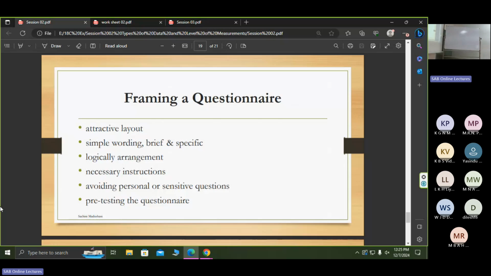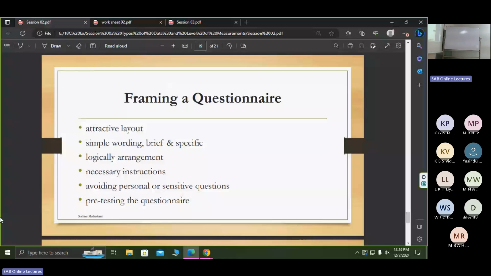How to frame the questionnaire. The first thing is that the layout of the questionnaire must be attractive. The second one is that we always use simple wording. Normally we use English as the language, and we use simple English words. Understood? Then brief and specific. Questions cannot be lengthy. We always write short questions. Understood? And specific means we clearly ask something using the questionnaire. Clearly mention what we need.